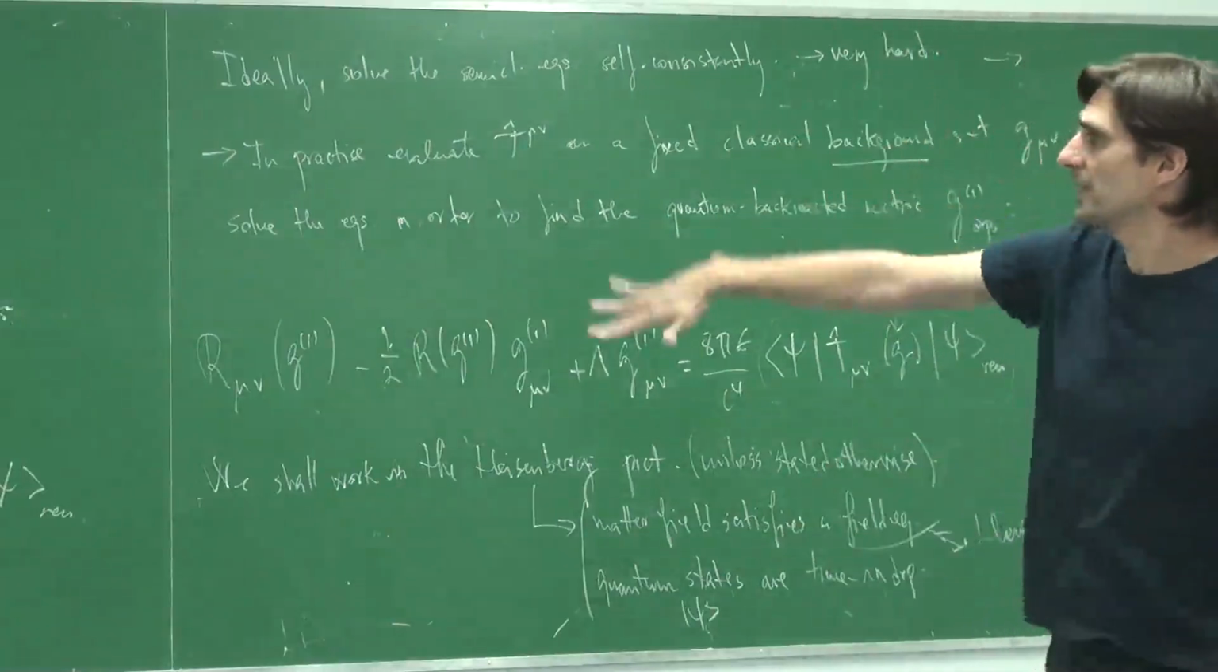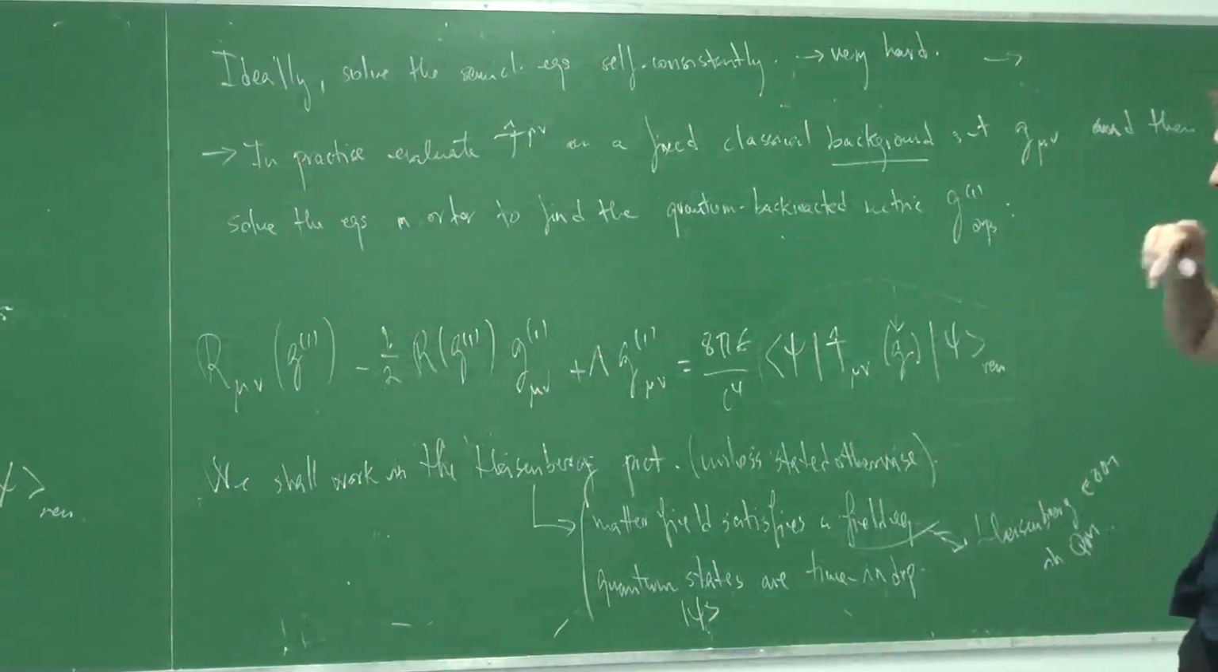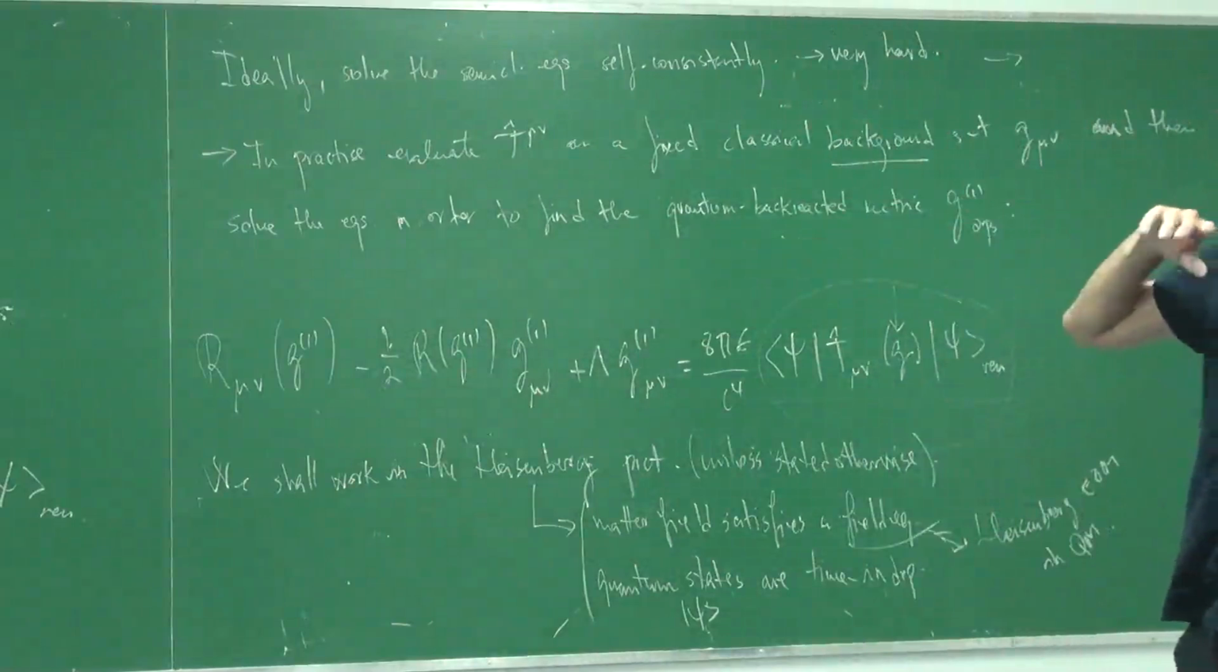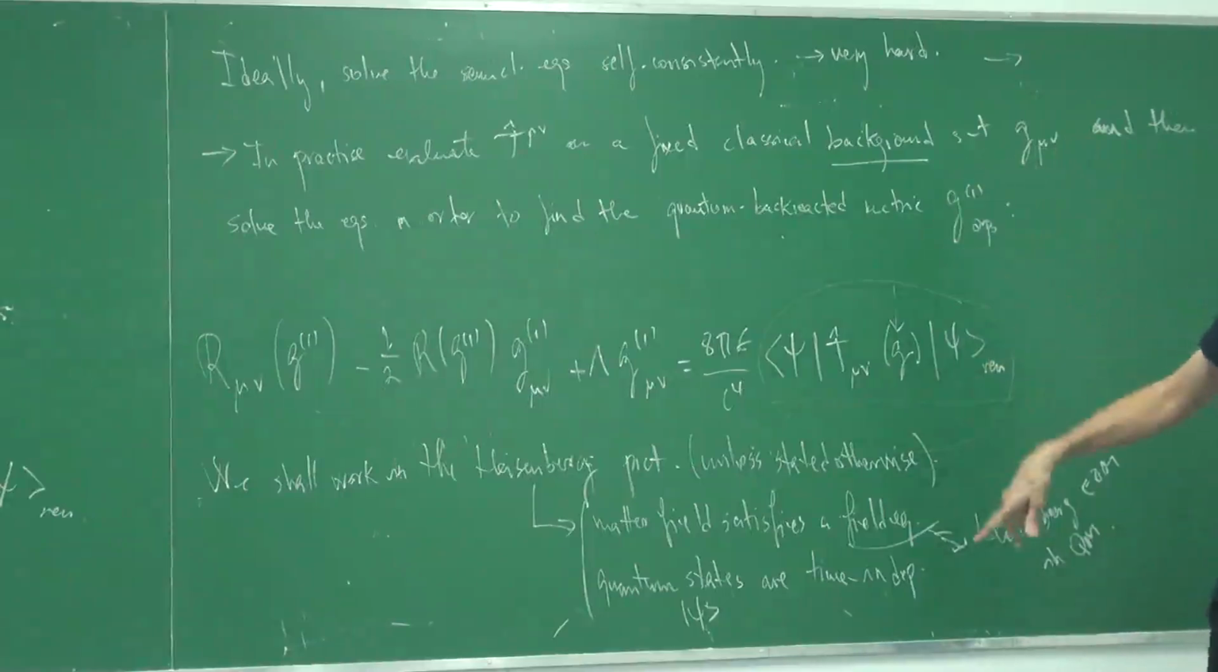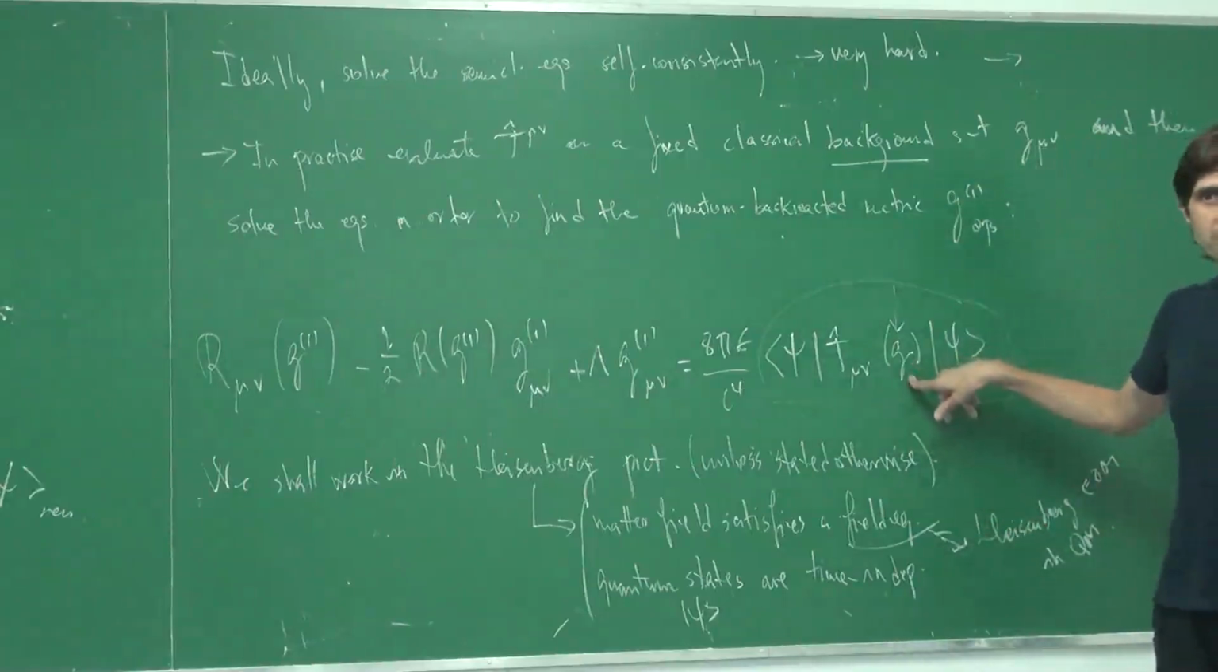Okay, so we're within this semi-classical framework. As I said, we're going to start now with classical quantum field theory on flat spacetime. This means that this background g is going to be flat spacetime.